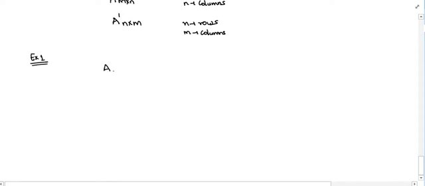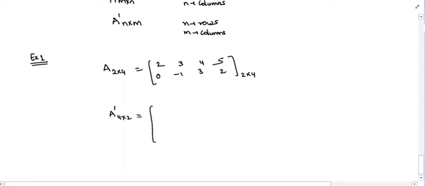Say A is a matrix of order 2 by 4. So 2 rows: 2, 3, 4, 5, and 0, minus 1, 3, 2. It is 2 by 4. So as per the definition, the transpose should be a 4 by 2 matrix. So it will have 4 rows and 2 columns. So you will have numbers over here, 4 rows and 2 columns. It's actually very simple. You read it horizontally from left to right and write it vertically from top to bottom.